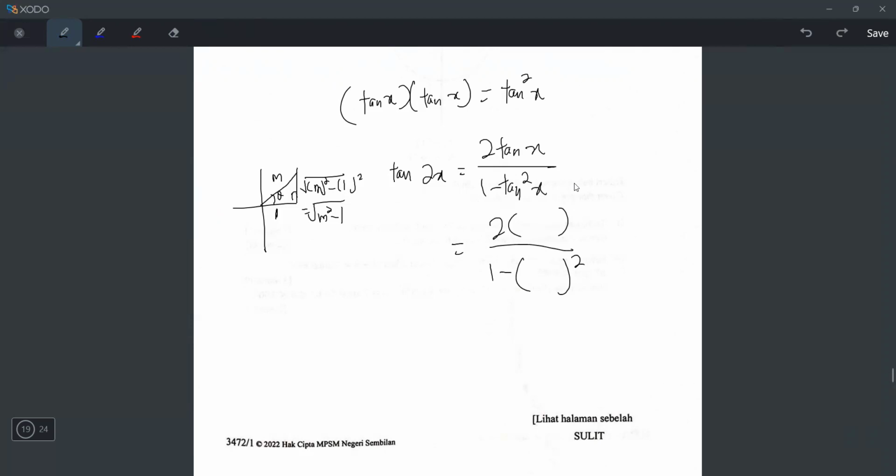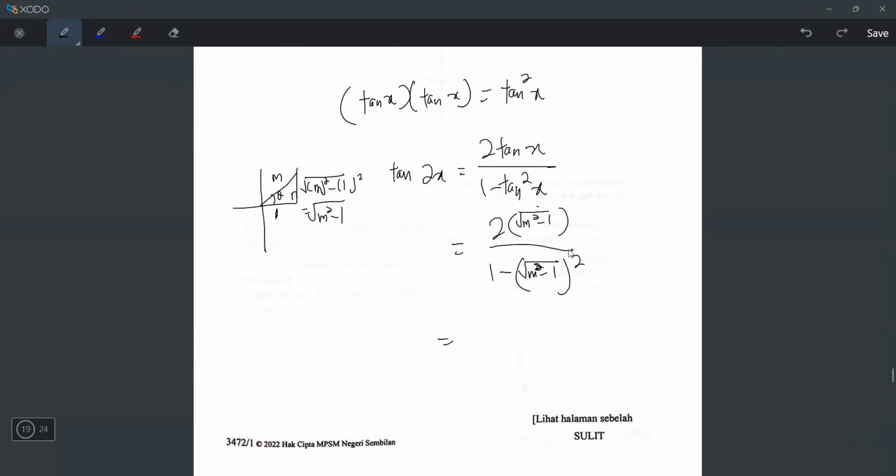How to find tangent? Opposite over adjacent. What is opposite? What is adjacent? Just look here. Opposite is square root m square minus 1. And then adjacent is 1. So when I write, I will write square root m square minus 1 over 1, but over 1 no need to write, useless one. Here also tangent x, so just write square root m square minus 1 over 1, and then over 1 no need to write, it's fine.